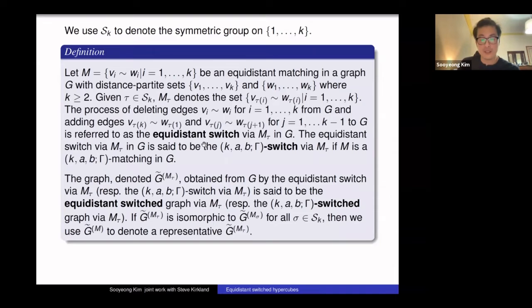And if we want to specify some parameters regarding the equidistant matching, then we consider the K, A, B, gamma switch. We also use this terminology. Let me show you an example in the next slide. Sorry about the many definitions here. The graph obtained from G by the equidistant switch via M sub tau, we are going to use this notation, and we call the graph the equidistant switched graph via M sub tau.